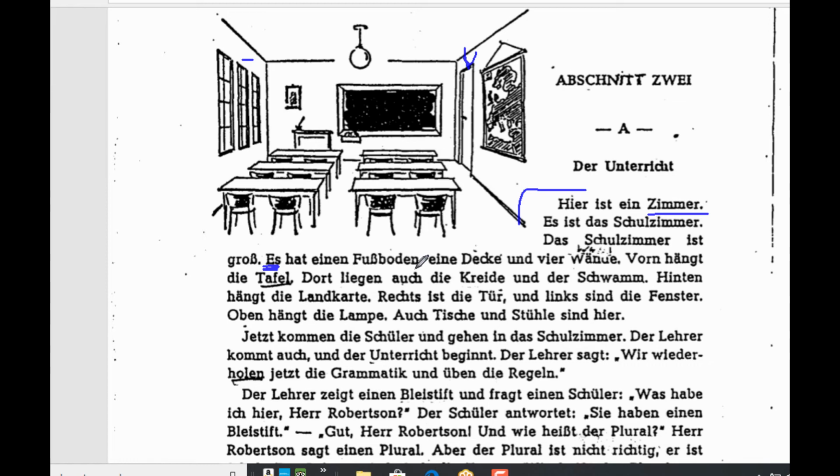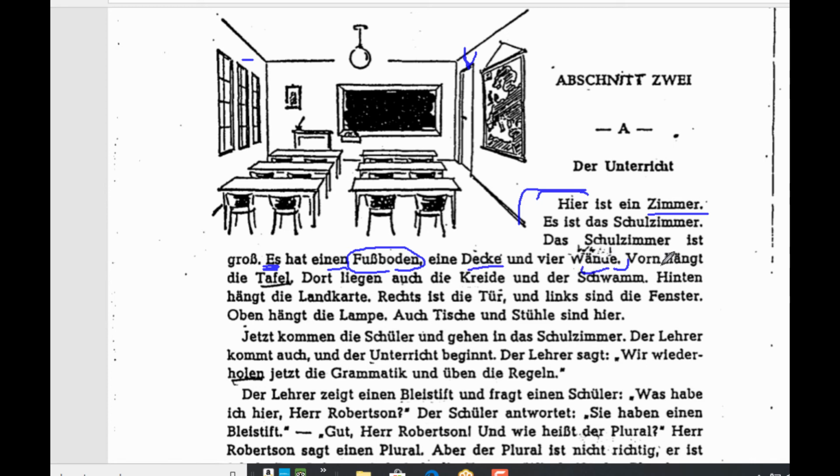What gender is Fußboden, and how can you tell? Fußboden is feminine because of the en ending. Well, what you meant to say is masculine, because it's en. This would be eine if this were feminine, but we haven't come to that yet, so don't worry about that. Eine Decke und vier Wände. Okay, so you want to translate those first several lines? So at the very beginning, yeah: here is a room. It is a schoolroom. The schoolroom is large. It has a floor, a ceiling, and 4 walls.